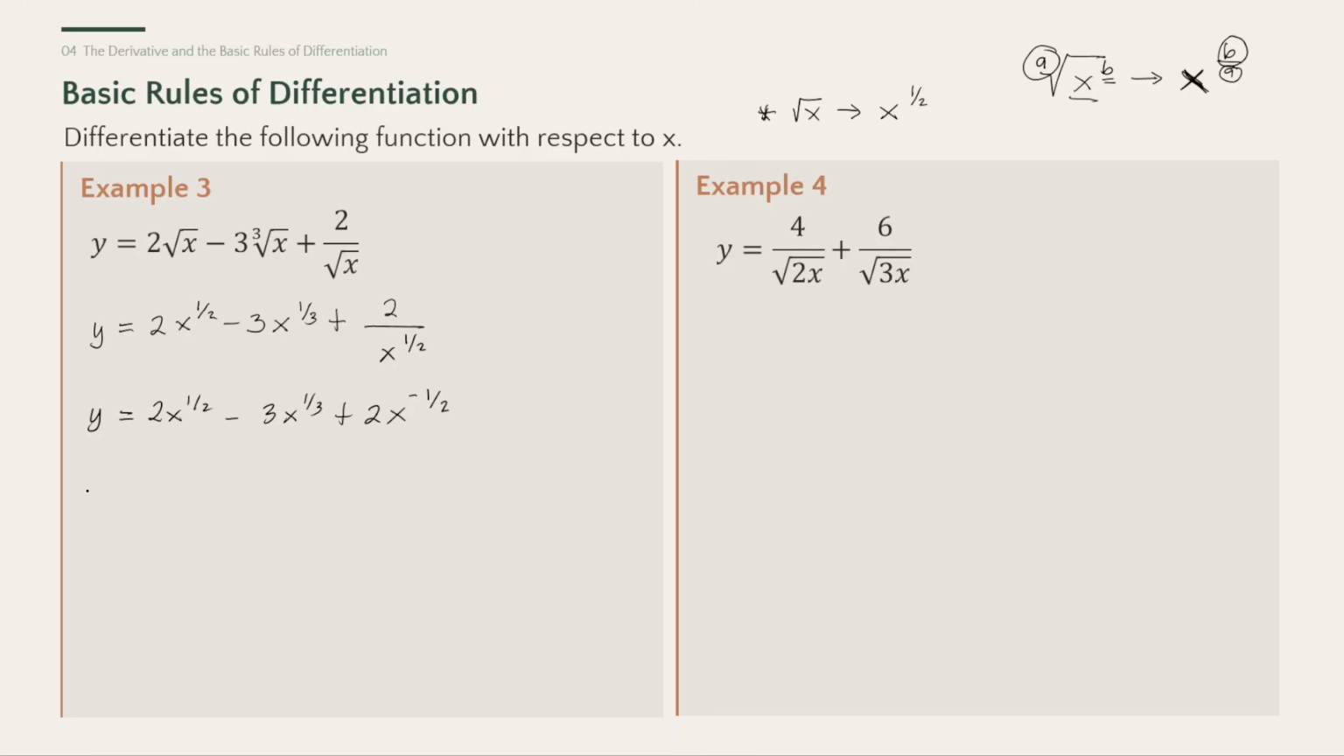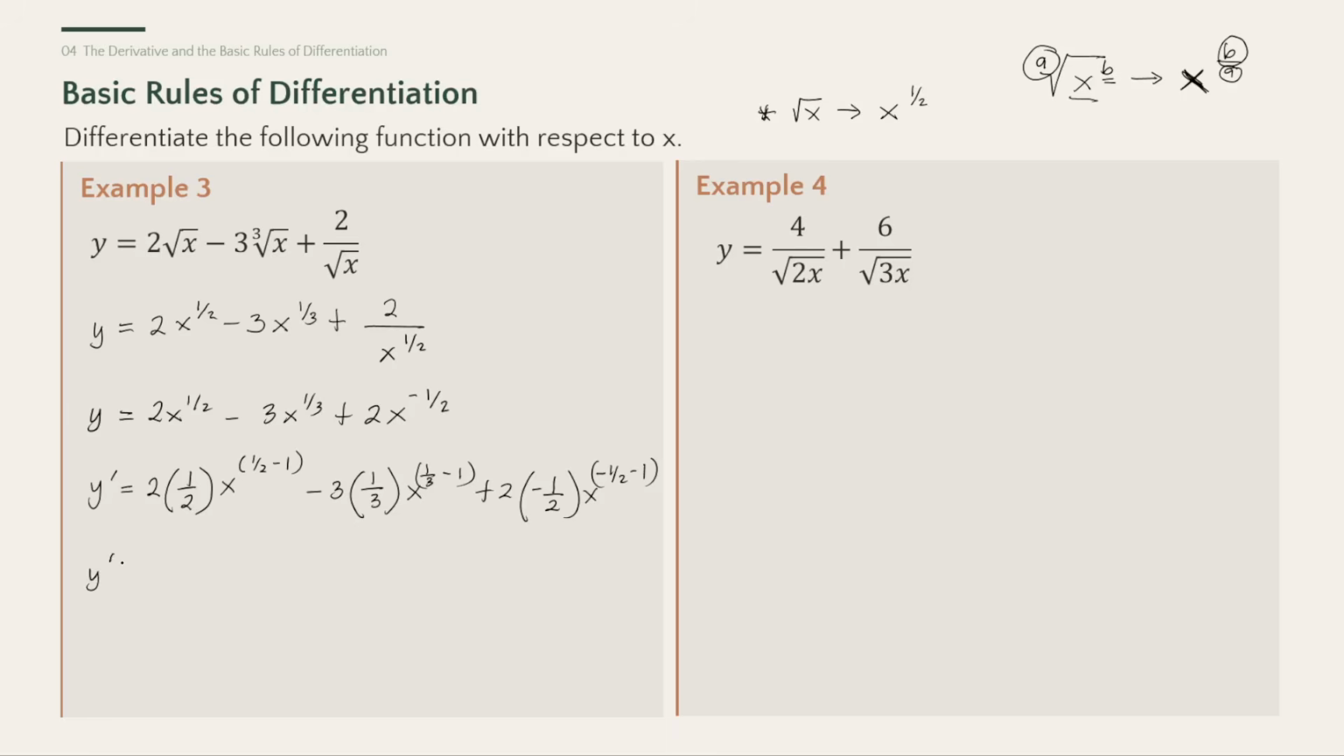Okay? And then just apply the power formula. So we have 2 times 1/2, then x, then we subtract 1 from 1/2. Okay, next one we have 3 times 1/3, then we subtract 1 from 1/3. And lastly, we have 2 times negative 1/2, and we subtract 1 from negative 1/2.